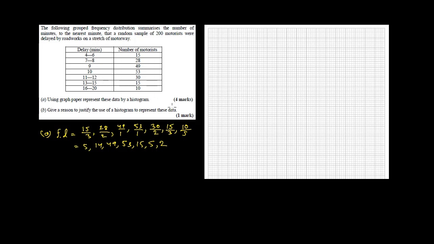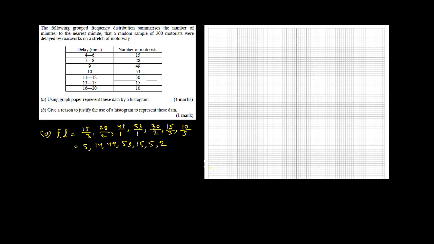This is the class boundaries. This is the height of the histogram. The frequency density is the height of the histogram. So the class boundaries, now we have to put them here on the x-axis. Let's directly draw the histogram now.